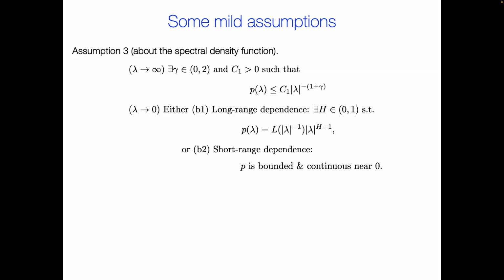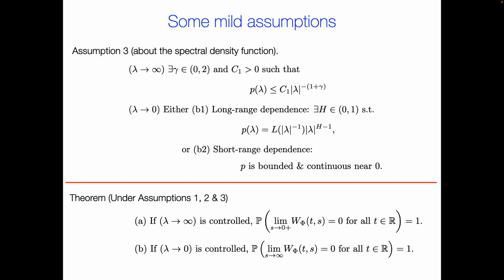And then another assumption is near zero, which describes a long tail dependence, a long range dependence structure. We assume that you have either some kind of long range dependence or short range dependence. Both are fine. You can just choose one. But if it is long range, then we need to put some assumptions on how the spectrum blows up at frequency zero. And if you make this assumption, then you can prove something very intuitive.